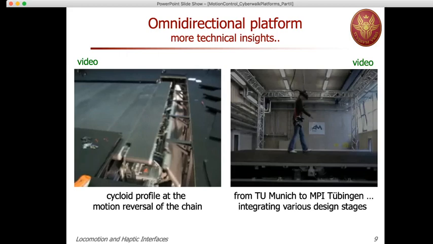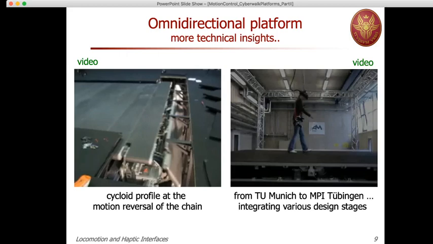And here is the final mounting. In fact, these last few seconds are taken from the picture in Tübingen, where the platform was brought at the end and was used until its end of life, let's say, for many years actually after the project.